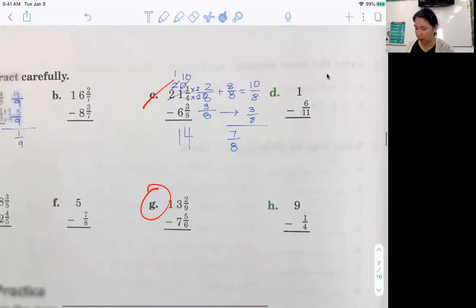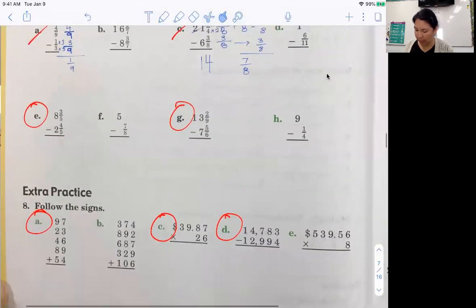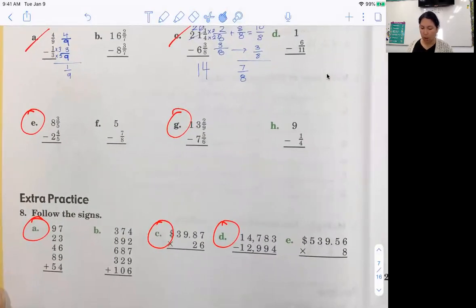If you're not finished, pause it. Okay, this is our last part of the quiz. All I want you to do is letter A, C, and D. So circle those now so you know which ones. A is addition, C is times, and D is subtraction. That's all you have to do, and we are done with our math quiz.